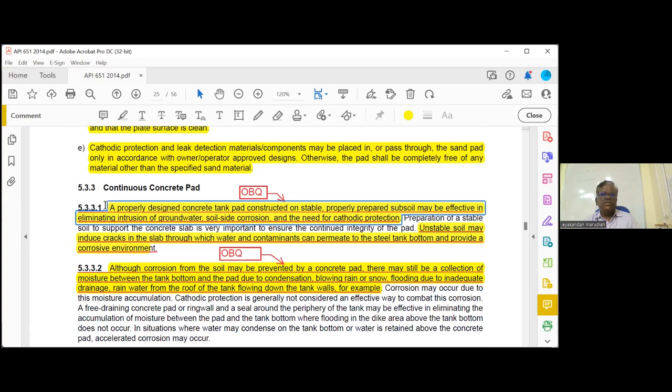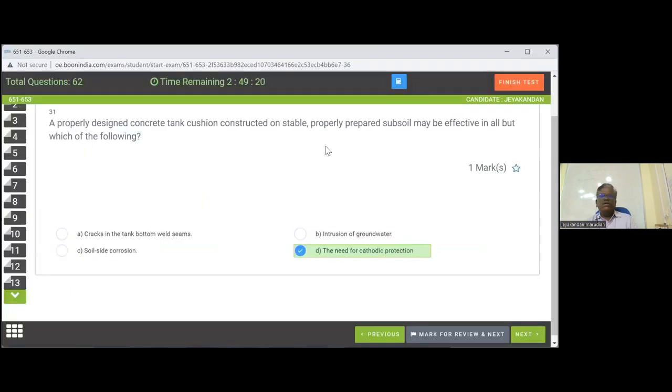5.3.1.1. A properly designed concrete cushion constructed on stable, properly prepared subsoil may be effective in eliminating intrusion of groundwater, soil side erosion, and the need for cathodic protection. It may be effective in all but which of the following: cracks in the tank bottom weld seams. This is the answer. It covers all of these except this one. Cracks in the tank bottom, it will not prevent those.